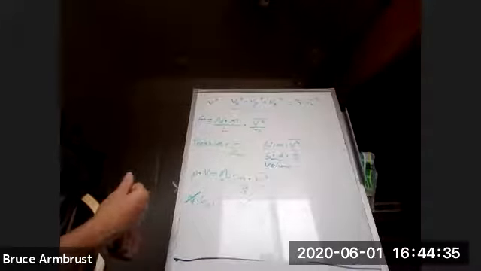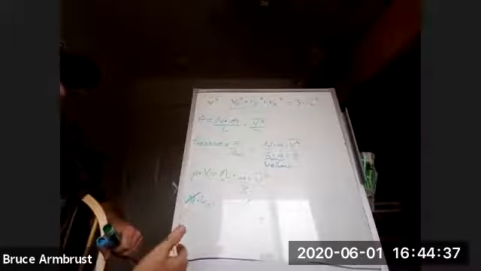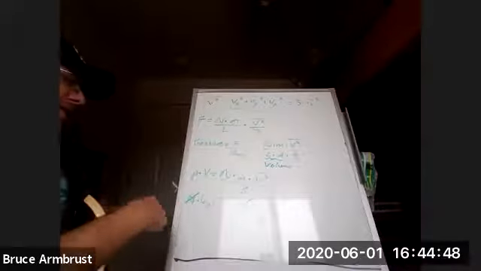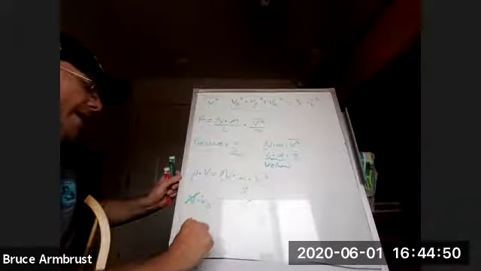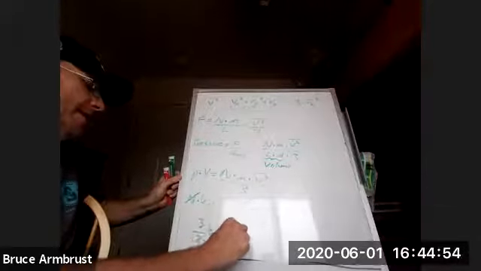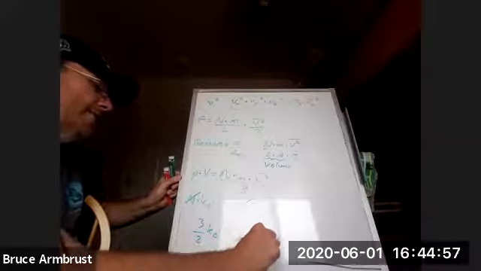Okay. Well, now what I'm going to do is rewrite this so that it looks like kinetic energy. I want 1/2 mv squared. So I'll multiply by 3, and then I'll divide by 2. And so I get 3/2 kB times T is equal to 1/2 mv squared.